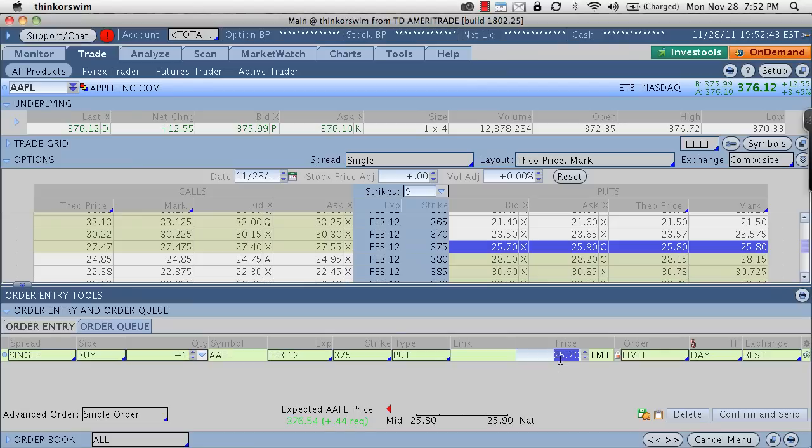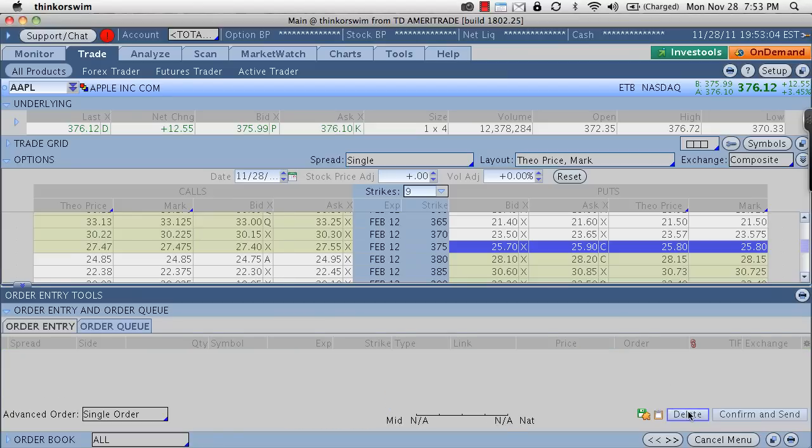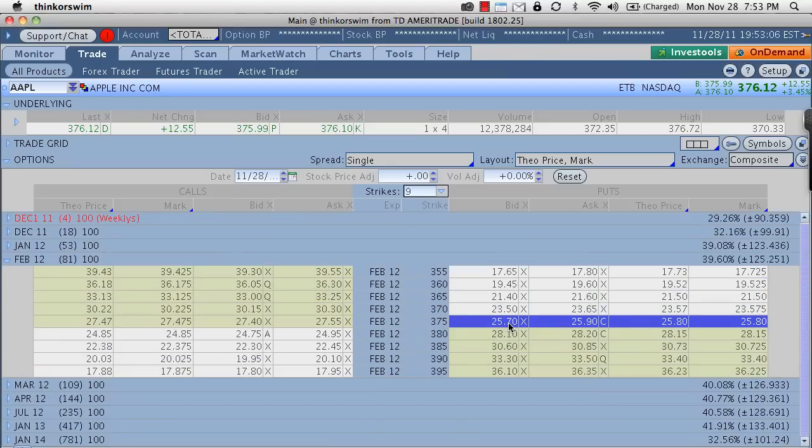Now, again, you could have this order working all the way down here at 24, for example, and have it always working at 24. Now this option may never get hit, and that's the risk that you run with limit orders, is that you know your exact price, but you're just not sure of an exact fill in the market. Now let's say you own the 375 option and you bought it and you have a really good profit, so you want to sell this option.